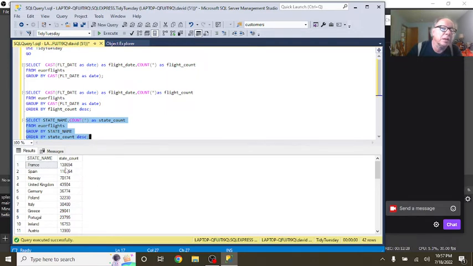This is correct. So this would be the count of the number of rows by country. Not necessarily. So this is the count: 138,694 flights for the whole data set.